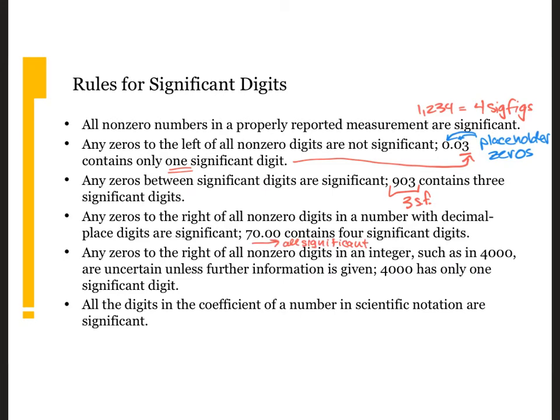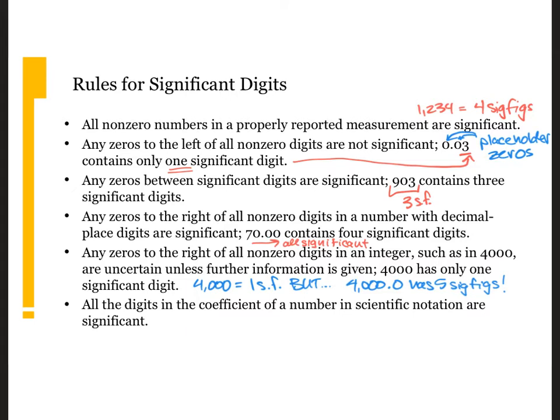70.00 contains 4 significant digits. This indicates how precisely we were able to make this measurement. Any zeros to the right of all non-zero digits in an integer, such as in 4,000, are uncertain unless further information is given. 4,000 has only one significant digit.